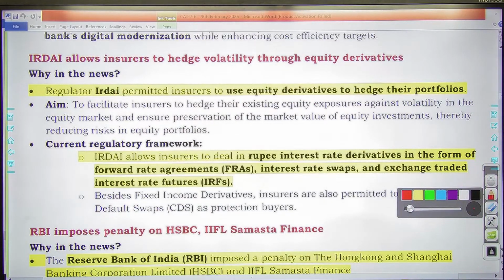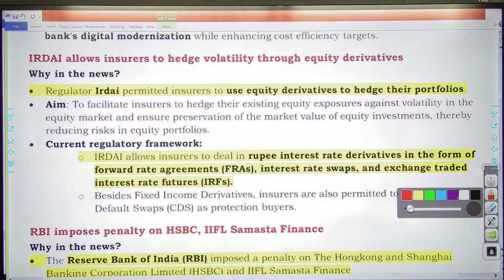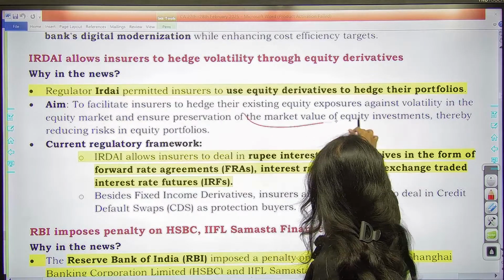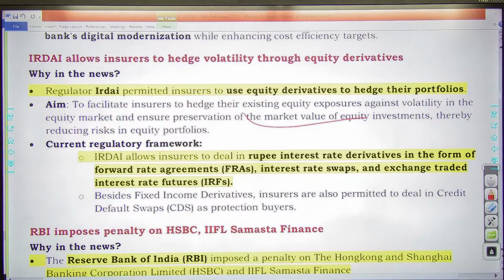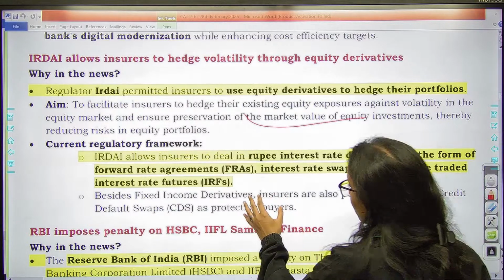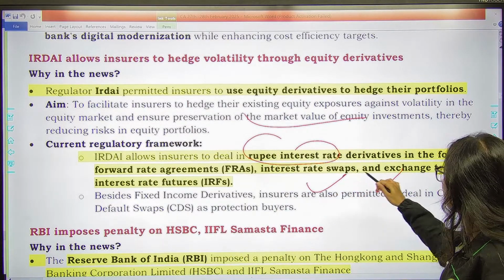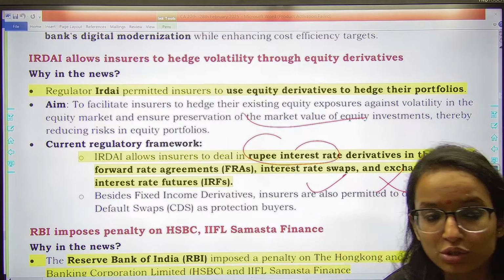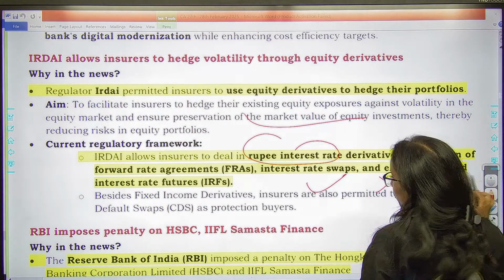IRDAI. The IRDAI has permitted insurers to use equity derivatives to hedge their portfolios. So now recently IRDAI has allowed insurers to use equity derivatives to hedge their portfolios, to facilitate insurers to hedge their existing equity exposures against volatility in the equity market and ensure preservation of the market value of their investments. Currently, the framework allows insurers to deal in rupee interest rate derivatives in the form of forward rate agreements, interest rate swaps, exchange traded funds. But now you also have this option allowed by IRDAI where you can use equity derivatives to hedge the portfolio.